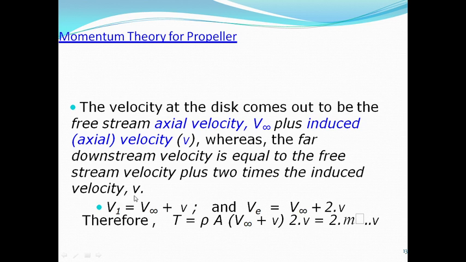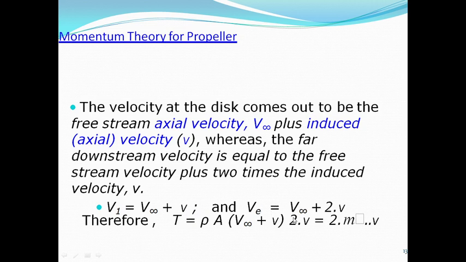Now we are trying to understand something called induced velocity. V1 is the velocity at the inlet, just before the actuator. V infinity is the free stream velocity, and we are adding some velocity because of the rotation, that's the axial component. Please note that this is the axial velocity. When the blade or impeller is rotating, it imparts swirl, but we are taking only the axial component. So V1 is equal to V infinity plus v.